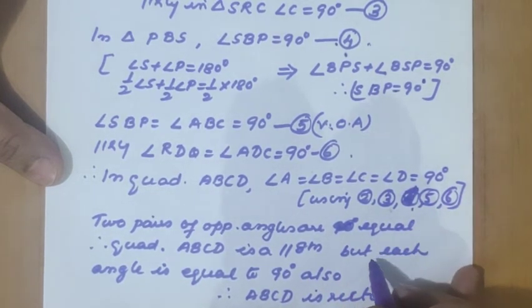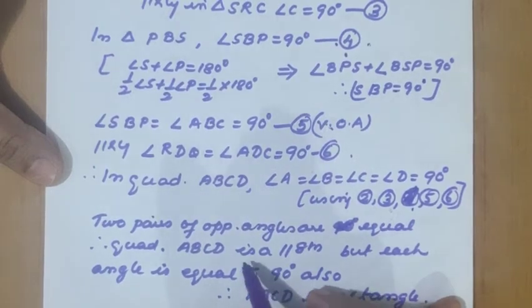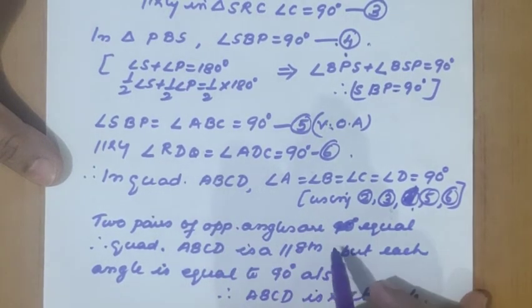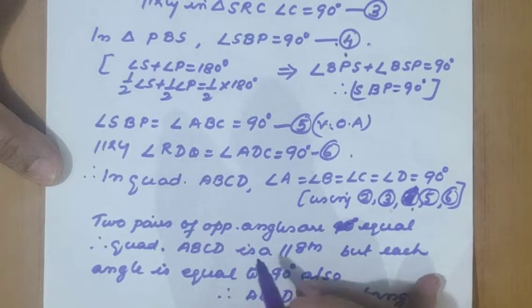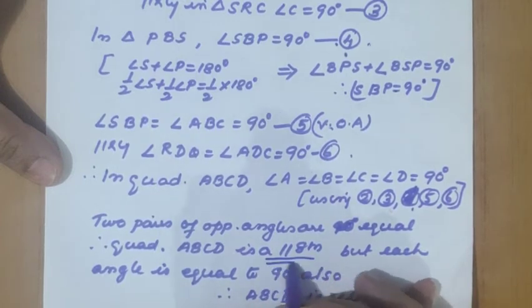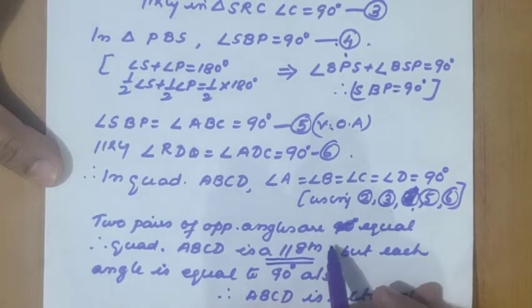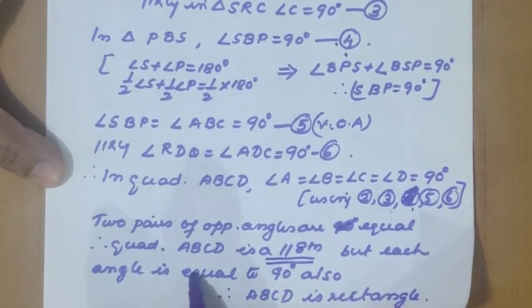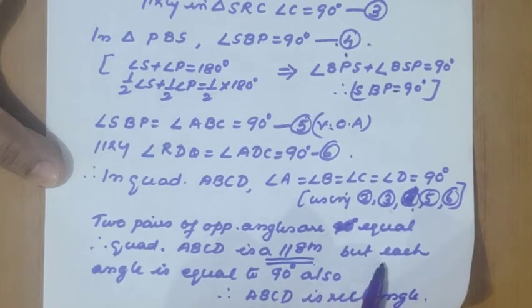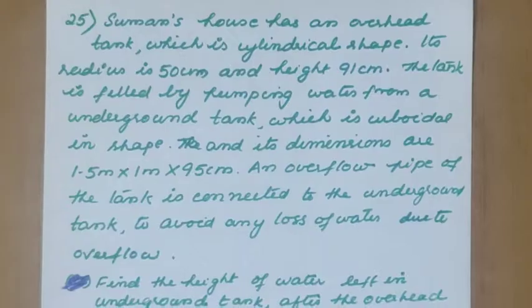Now if each is equal to 90 degrees, what is the conclusion? Two pairs of opposite angles are equal, so the quadrilateral ABCD is a parallelogram first. What is the criterion we have proved first? Two pairs of opposite angles are equal, then the quadrilateral ABCD is a parallelogram. In a parallelogram, what is another condition? Each angle equal to 90 degrees. Therefore, the quadrilateral ABCD is a rectangle.